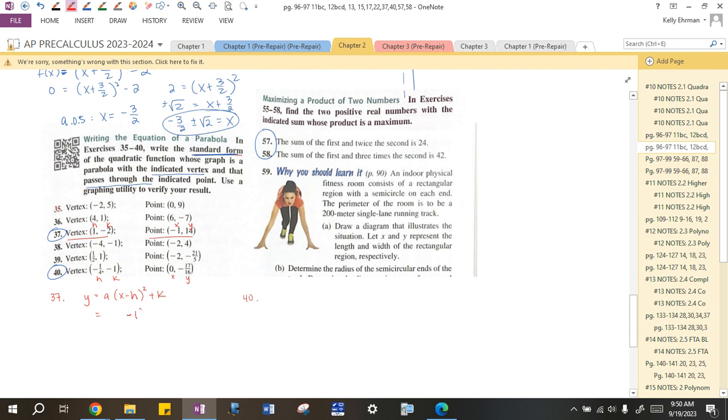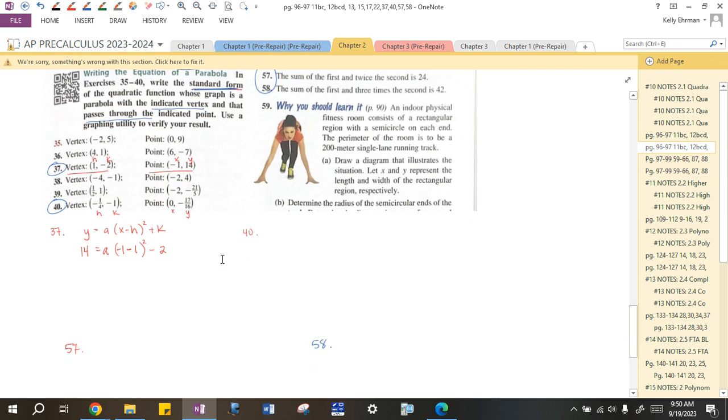H is 1 and k is negative 2. When they give you the point that has to be on the parabola, that's a general xy. X is negative 1. Y is 14. So the only unknown out of all of these variables is a. We don't know what the vertical dilation is on this problem. But we're about to find out. So we can add 2 to the other side. Negative 2 squared is 4. Divide by 4.